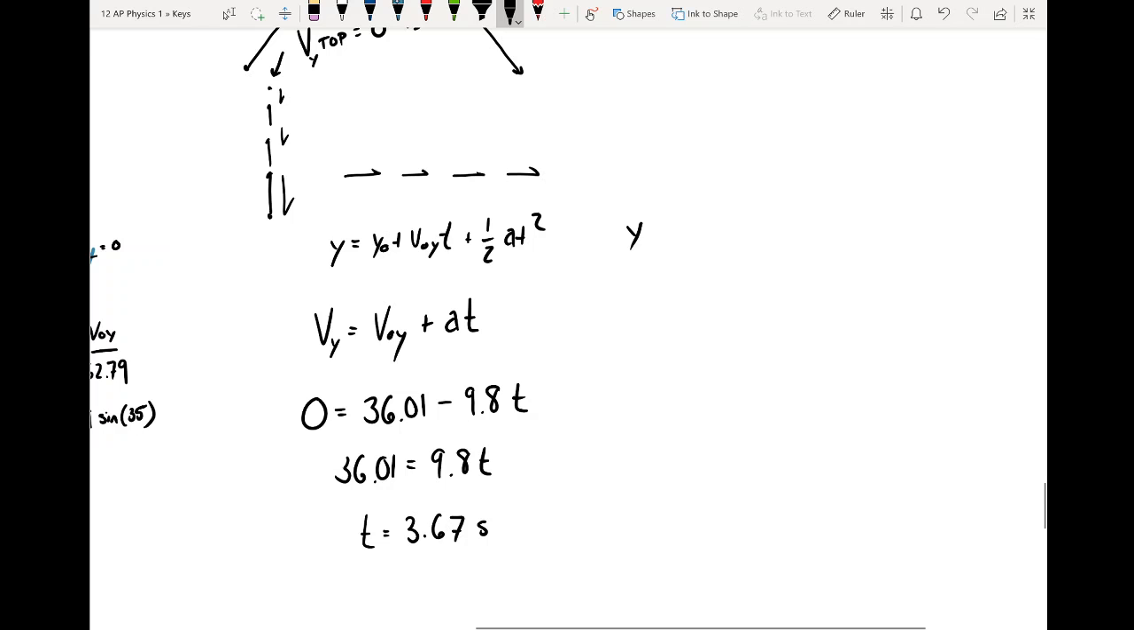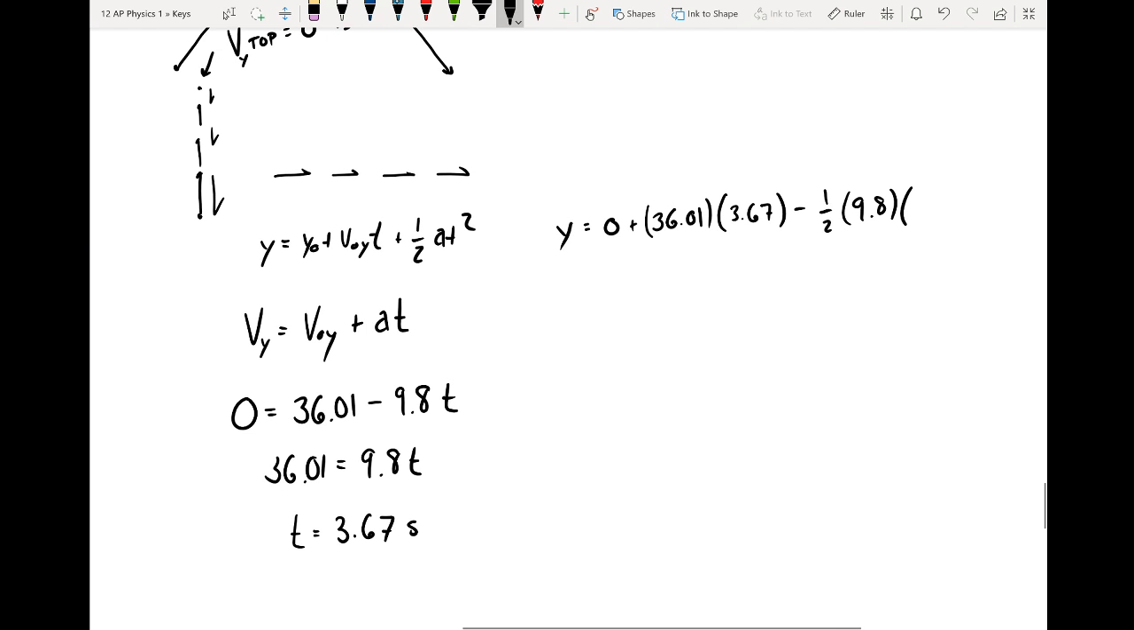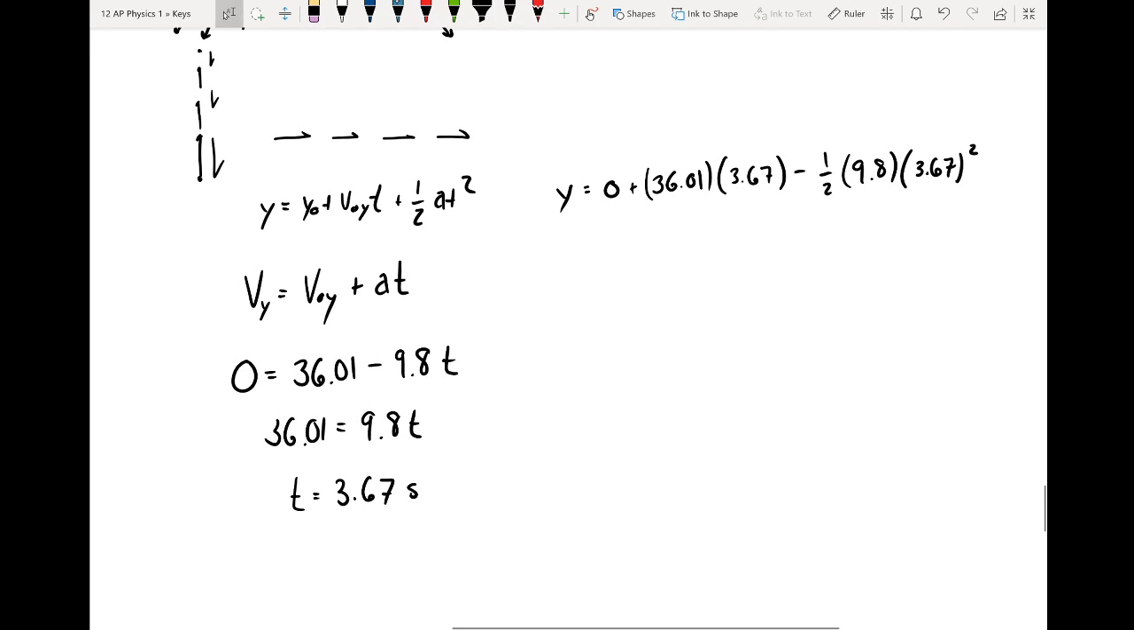We can say y is equal to 0 plus our v naught y, which was 36.01, times our time, which is 3.67 seconds, minus 1/2 times 9.8 times 3.67 squared. All right, then we can plug that in, and we find that our y is 66.159 meters.